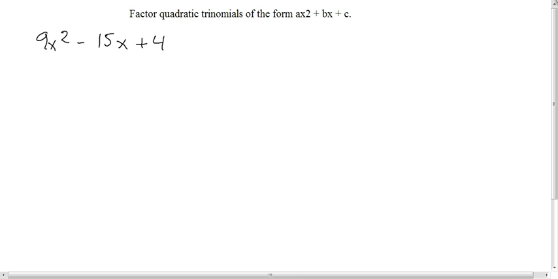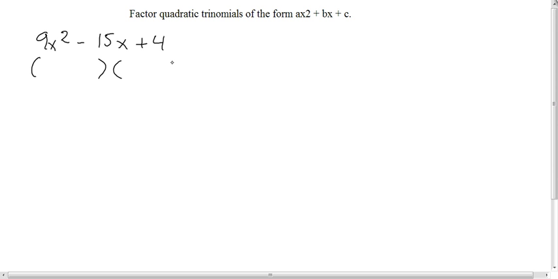Okay, class, same concept, but here we want to look at this particular trinomial in the form of ax squared plus bx plus c when c is positive and b is negative. If you recall, when we were looking at x squared plus bx plus c, we said that in order to get a positive c and a negative b, both signs must be negative.